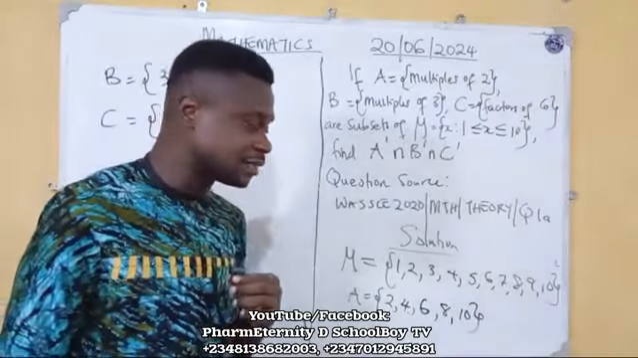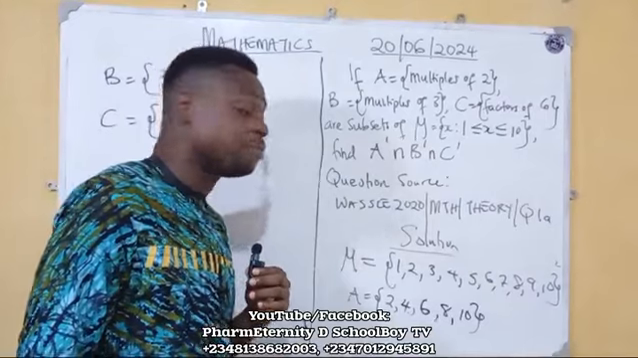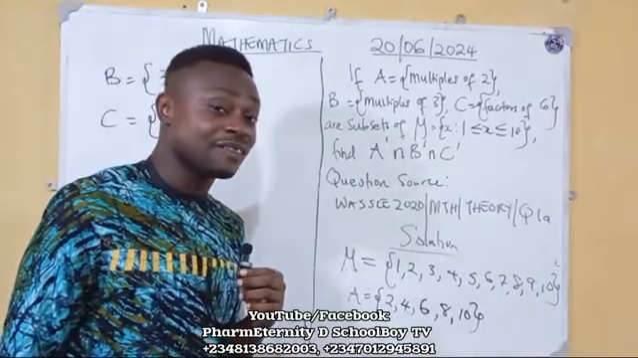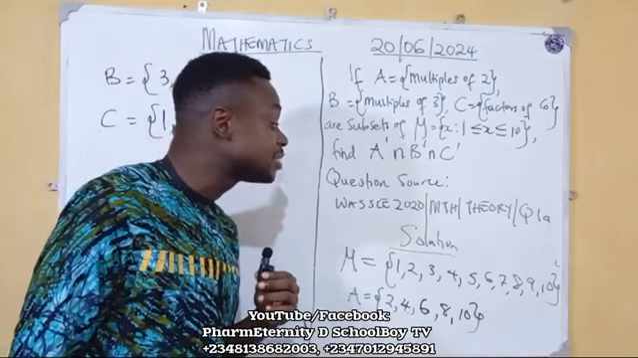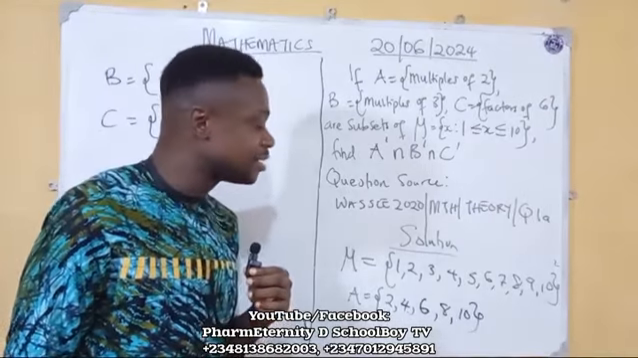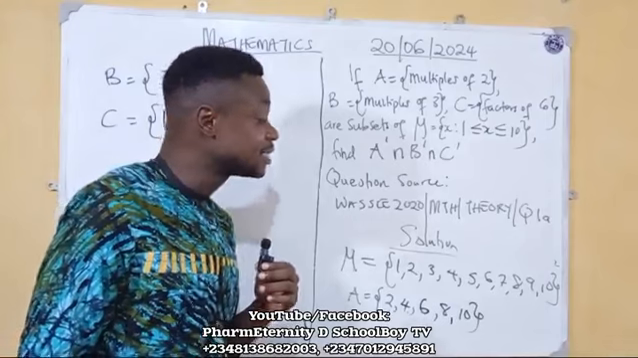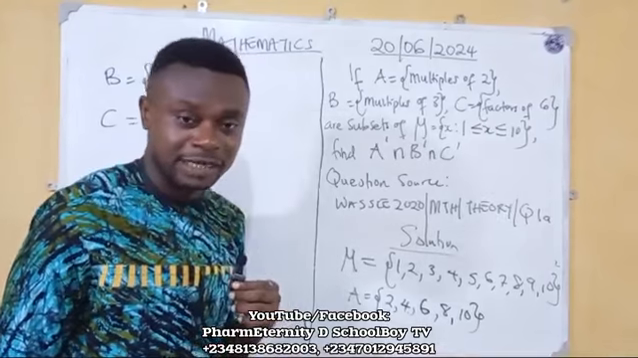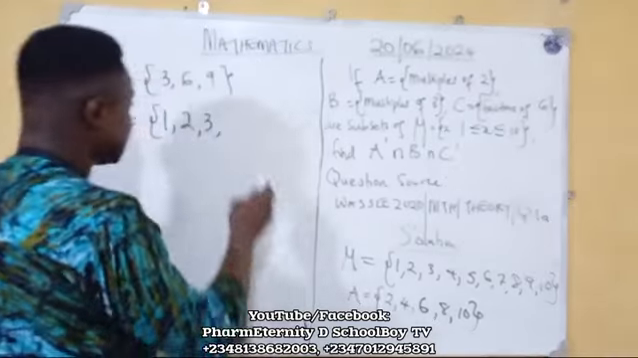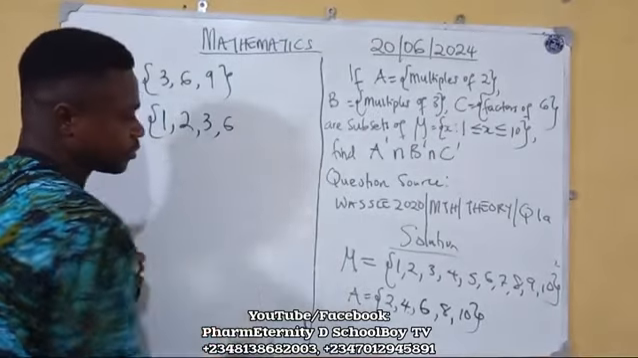4 divides 6, you start seeing decimal point. So 4 is not a factor of 6. The same thing, 5 will give you remainder. It's not a factor of 6. 6 divides 6 is 1, remainder 0. So 6 is a factor of 6.